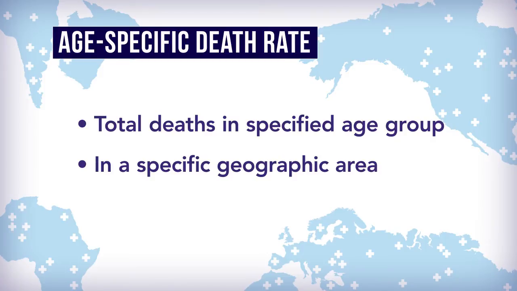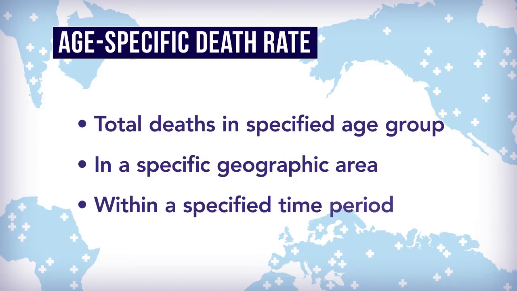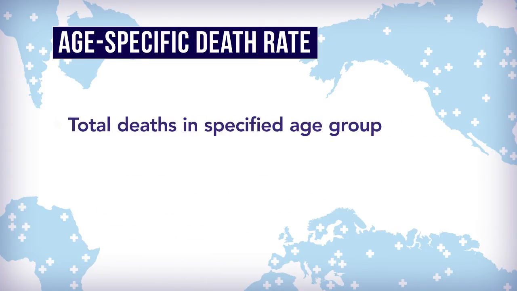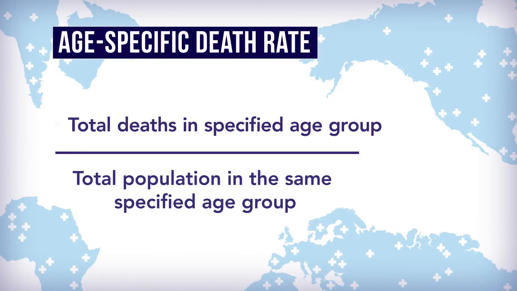Typically, age-specific death rates are calculated within a specified time period, usually 1 calendar year. So first, what we do is take the total deaths in a specified age group, and then we divide by the total population in that same age group. And typically that is multiplied by a value, typically using per 100,000 or sometimes per 1,000.